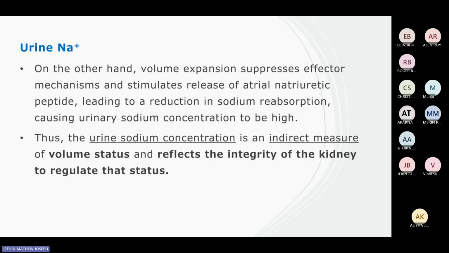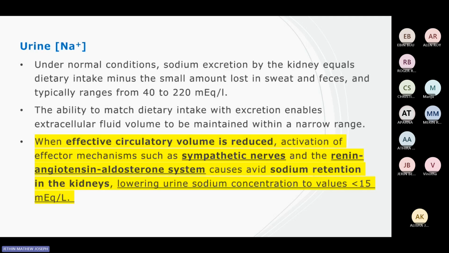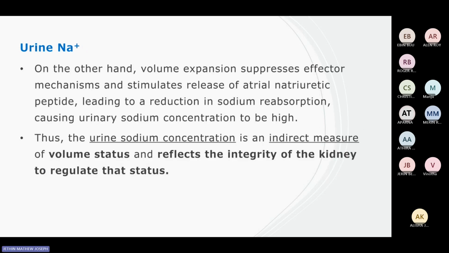So low blood volume is going to activate the renin-angiotensin-aldosterone system. Aldosterone is going to reabsorb sodium from your kidney, and this should ideally lower the urine sodium concentration. On the other hand, volume expansion should have the opposite effect. So volume expansion should lead to a reduction in sodium absorption, and your urine sodium concentration should be high.